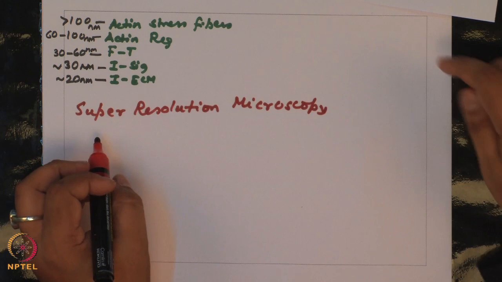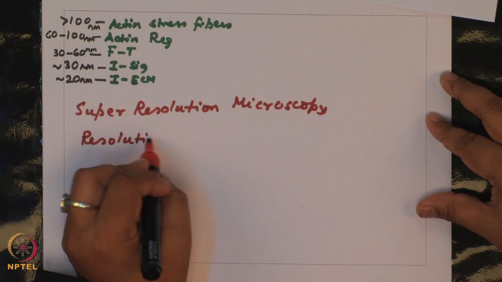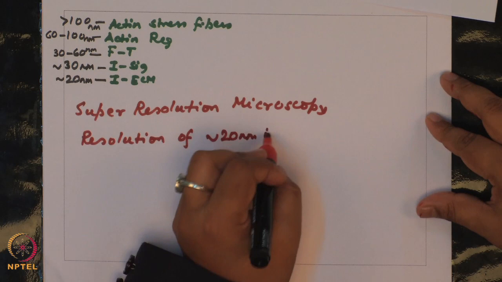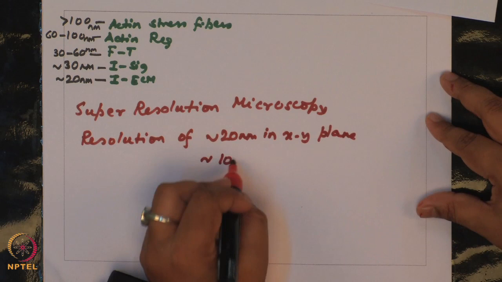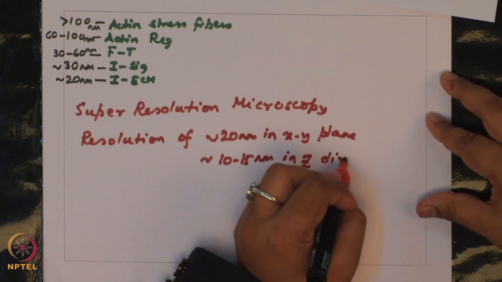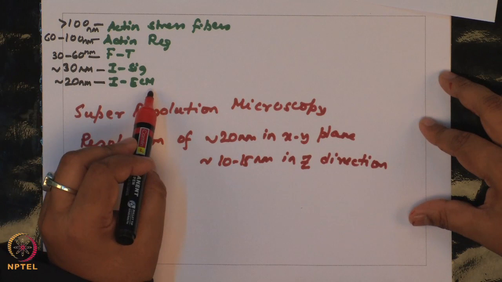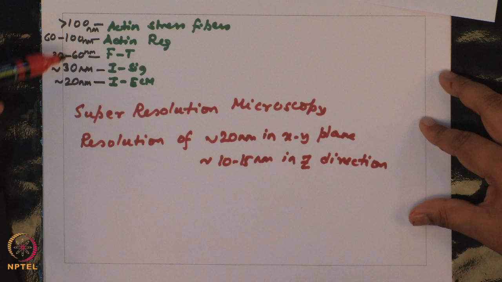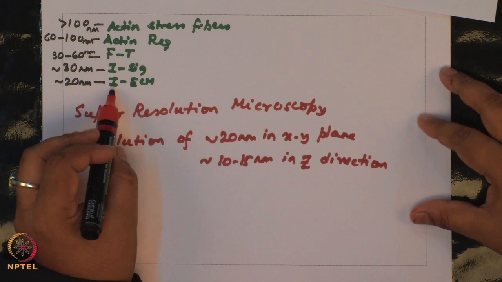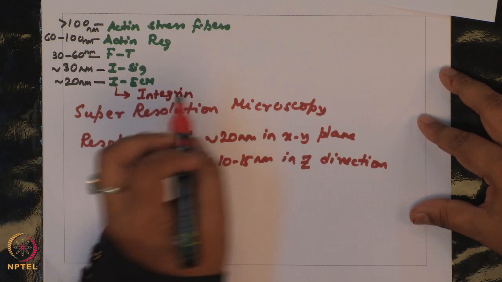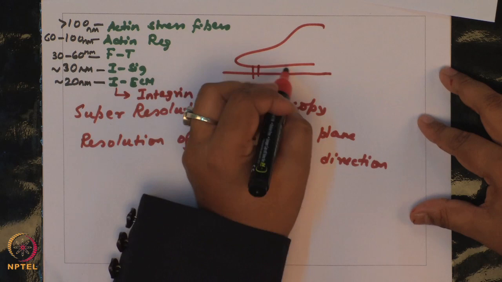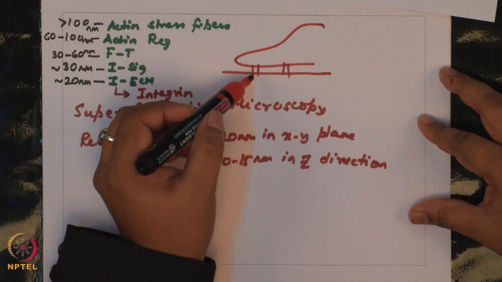Super resolution microscopy techniques have resolution of order 20 nanometers in the XY plane and order 10 to 15 nanometers in the Z direction. Using this, she determined the spatial localization of individual focal adhesion proteins within focal adhesions. What she saw was, I is short form for integrin. You have this cell, you have the matrix. Closest to the substrate is of course the integrins, because this is what engages the outside of the cell to the inside of the cell.